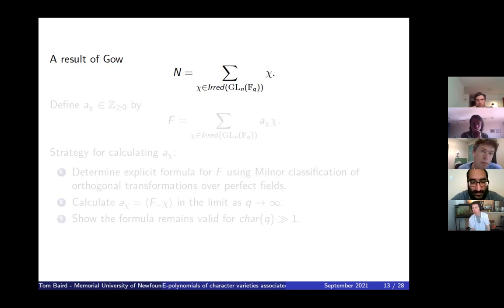Okay, so thankfully, Roderick Gow did the job for us for the function N. This is essentially counting square roots. And he proved this remarkable fact that N is actually just the sum of all of the irreducible characters of the finite general linear group, each with multiplicity 1. This is a consequence of an interpretation of these coefficients as a Frobenius-Schur indicator, if you have ever heard that term before. It's a nice result, and a very curious result.